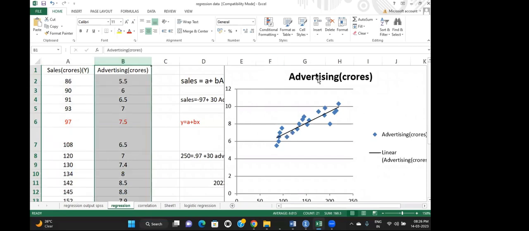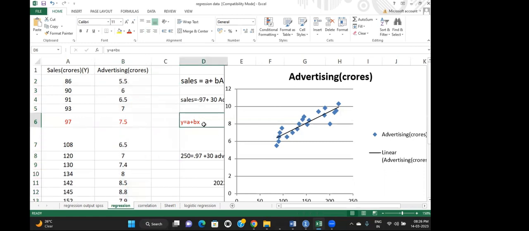I've plotted this on this graph, X and Y axis. You can see these are the actual values, the blue colored data. And what is a regression line? The regression line is the best fit line that shows your regression equation Y is equal to A plus BX. This is the best fit line that is encompassing all the points in this graph.